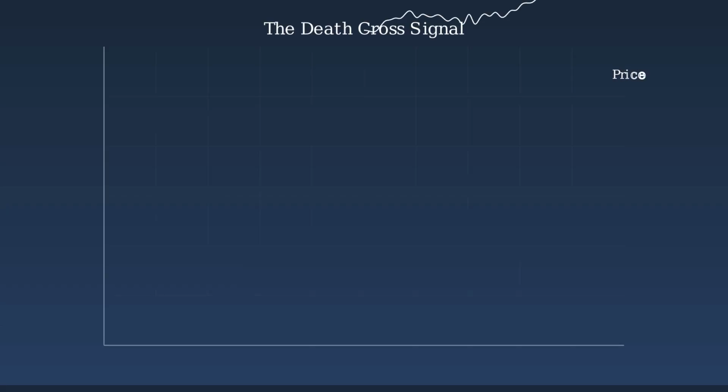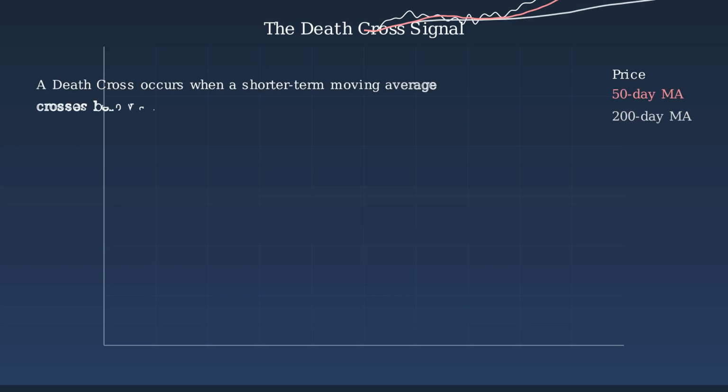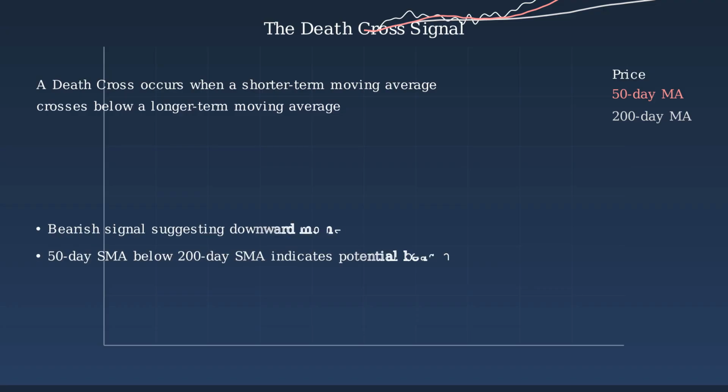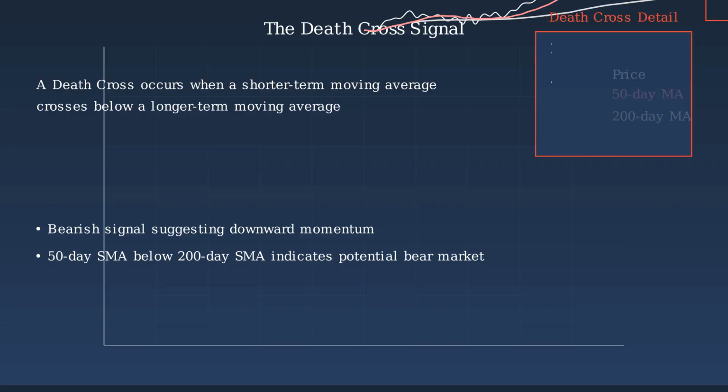The death cross is the opposite of the golden cross. It occurs when a shorter-term moving average crosses below a longer-term moving average. This technical pattern involves the 50-day simple moving average crossing below the 200-day simple moving average. The death cross is interpreted as a bearish signal, suggesting downward momentum and potentially marking the beginning of a bear market. Let's take a closer look at what happens during a death cross formation.